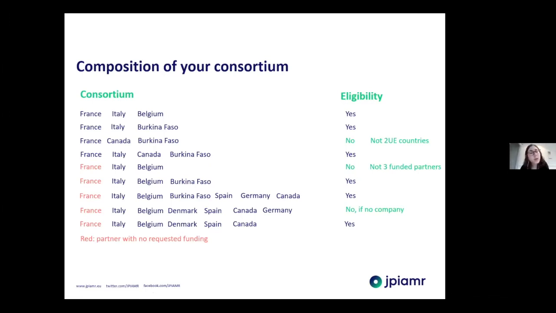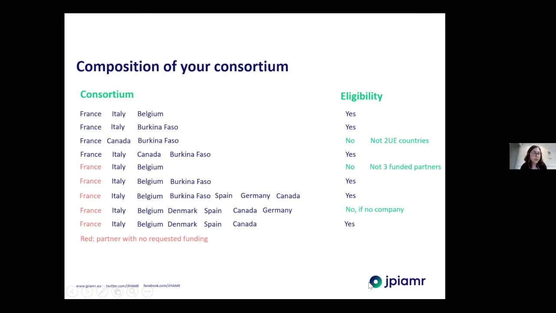However, if we remove Italy and add Canada, even if we have 3 partners asking for funding, there is only 1 European country. And so in this case, the consortium is not eligible. But if we add Italy again, we have 4 partners, 2 partners coming from European countries. And so here the consortium is eligible.